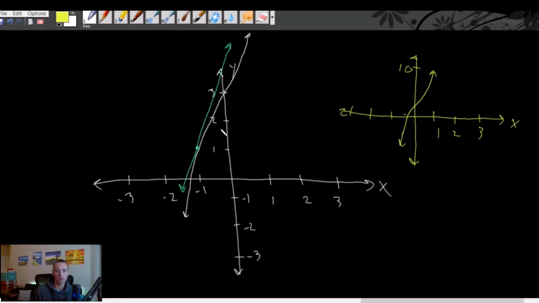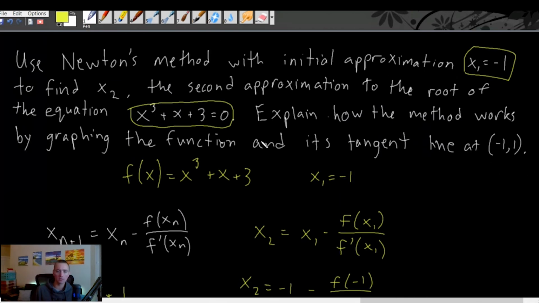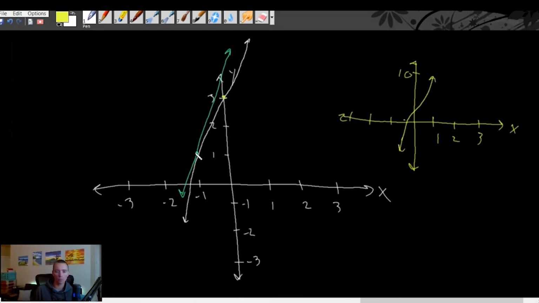But anyways, what we have here is our y-intercept of 3. It does have this S-shaped curve to it. And we do know that it goes through the point -1, 1, like the problem told us to consider. We want to look at the function and its tangent line at -1, 1. Well, if we plug in -1 into our function here, we get +1. So we know that our function goes through that point, -1, 1. And therefore, we're looking at the tangent line of this function that goes through that point.